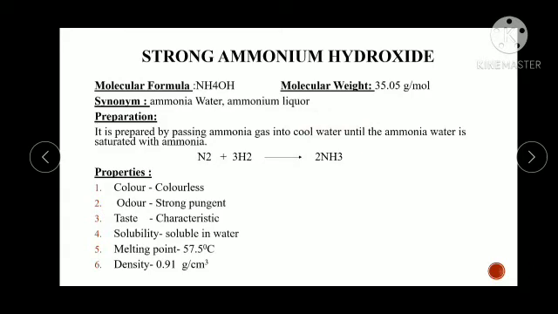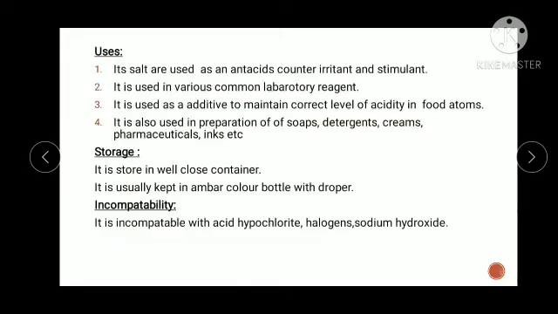Next point is the properties. First, the color is colorless, the odor is strong and pungent, the taste is characteristic, and it is soluble in water. The melting point is 57.5 degrees Celsius and the density is 0.91 gram per centimeter cube. Next is the uses. Its salts are used as an antacid, counterirritant and stimulant. Next use is in various common laboratory reagents. Then it is used as an additive to maintain the correct level of acidity in food items. It is also used in the preparation of soaps, detergents, creams, pharmaceuticals, inks, etc.